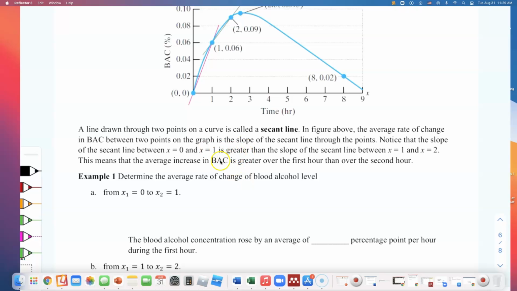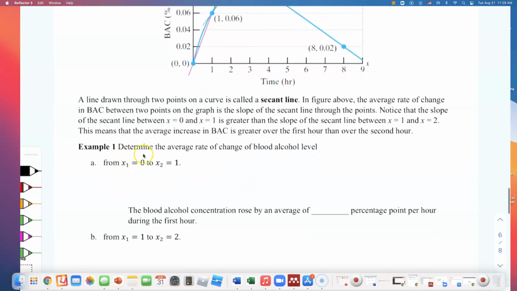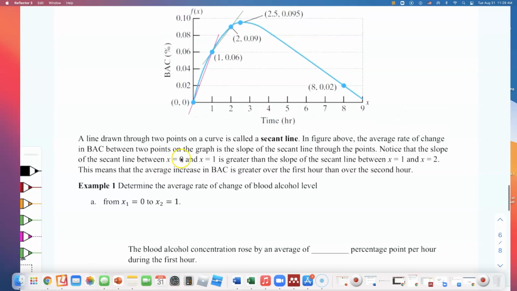All right, I'm going to skip reading this part. So what do they want? Determine the average rate of change of blood alcohol level from x1 equals 0 to x2 equals 1. So what they are asking is, how is the blood alcohol level changing on average from 0 hours after drinking to 1 hour after drinking?